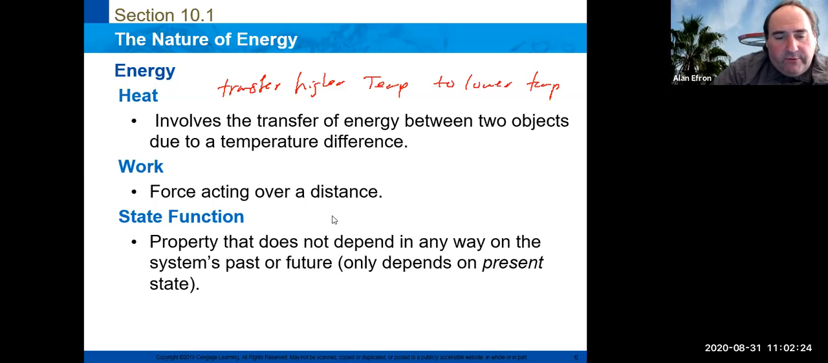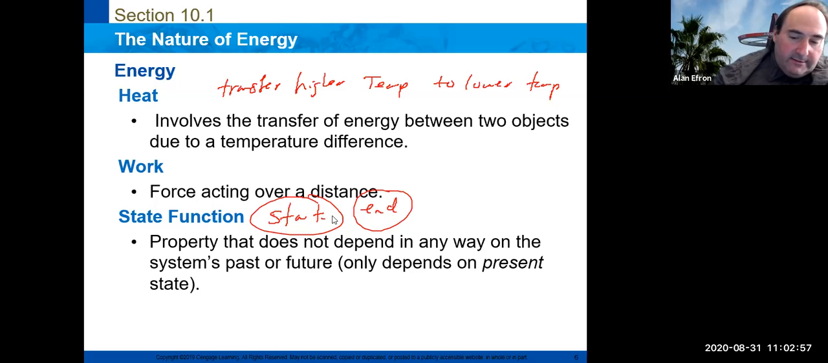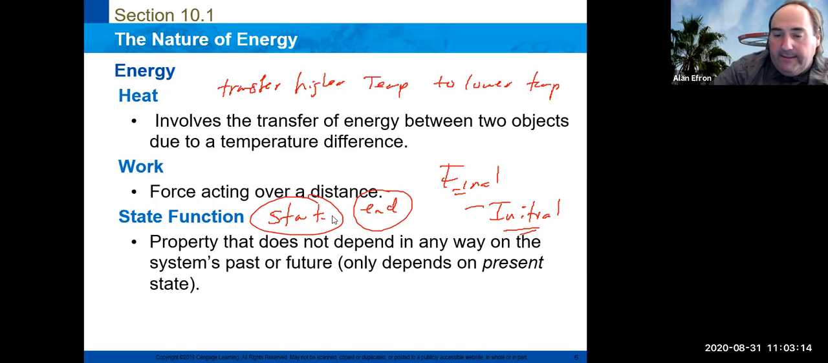Now, an important concept in chemistry is the idea of what is known as a state function. A state function is really a property that does not depend on the system's past or future. That's a lot of weird words there, but basically it doesn't depend on how you got somewhere. When we talk about state functions, there's really only two parts that are important: where you started and where you ended. And usually in chemistry, when we do calculations, we do things like final minus initial. Our final state minus the initial state. It doesn't really matter how you got there. The important part is where you started and where you ended up.